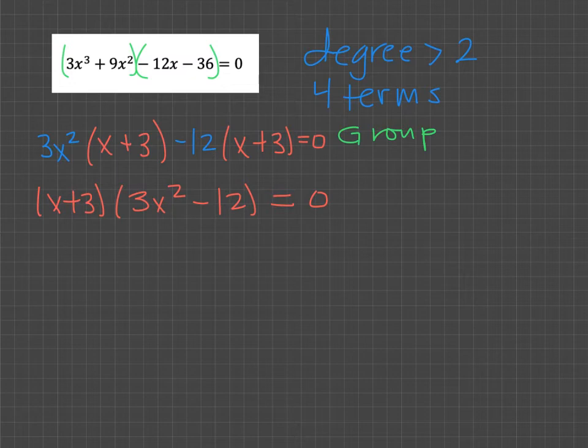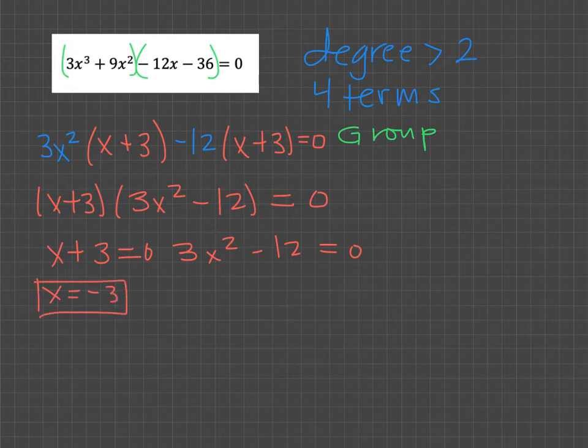So we've got 2 factors multiplied equaling 0. We set them equal to 0, and then solve each of those for x. So we're going to get x equals negative 3. And this next one takes a few more steps.